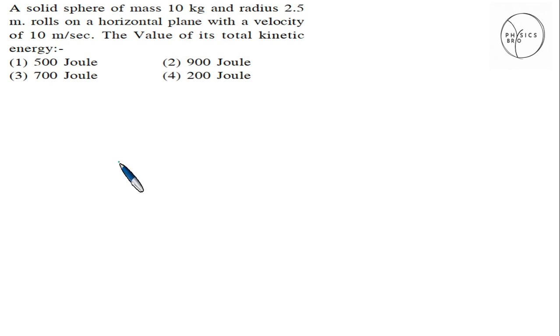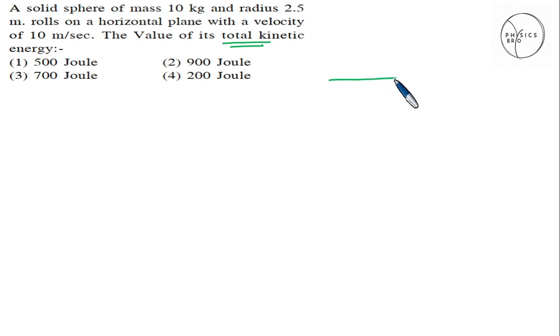Okay, a solid sphere of mass 10 kilogram and radius 2.5 meter rolls on a horizontal plane with a velocity of 10 meter per second. Okay, there's some more data. The value of its total kinetic energy. So it is very important what the total kinetic energy will be in this case. Don't do it as half mv square.